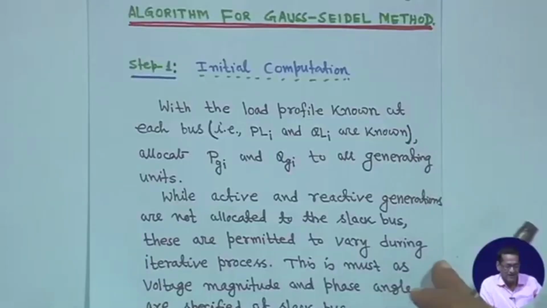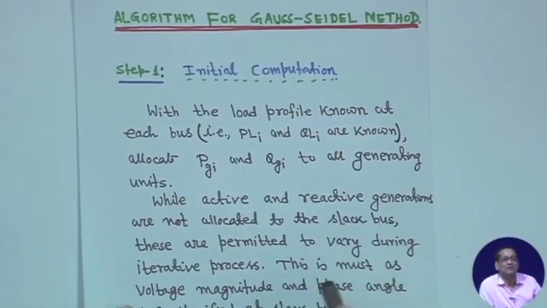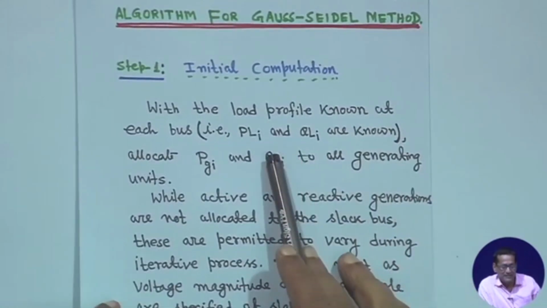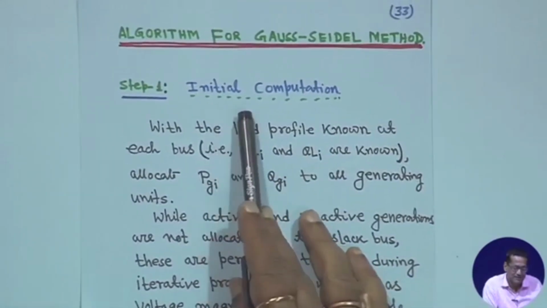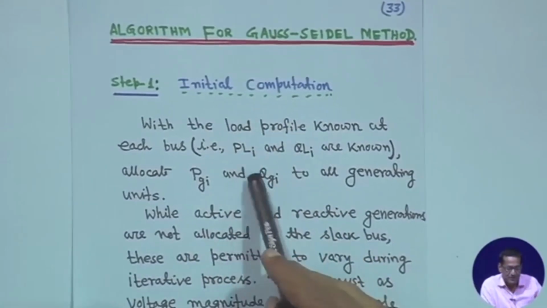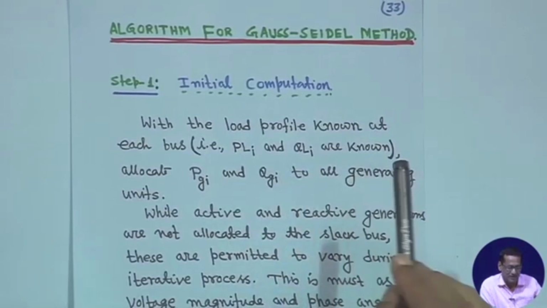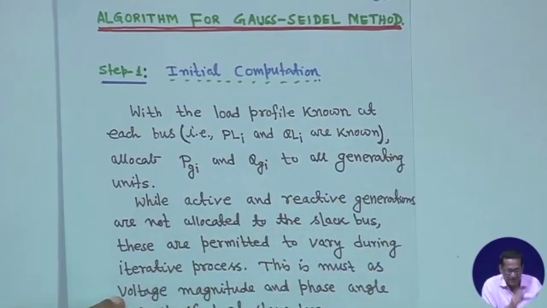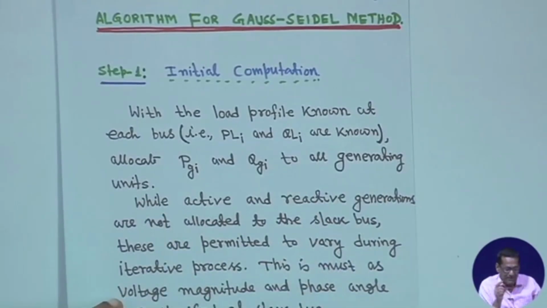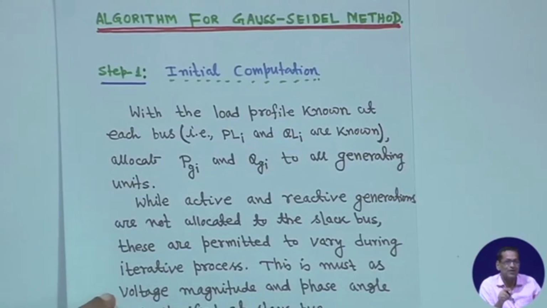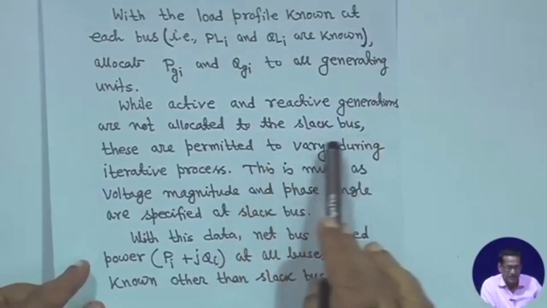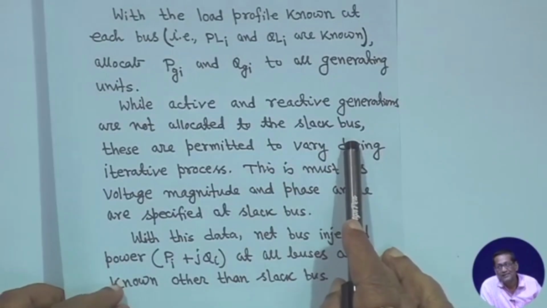Now, algorithm for Gauss-Seidel method, first is step 1. Instead of flow chart, I prefer the algorithm. Initially, with the load profile known at each bus, that means at each bus PLi and QLi are known, this is step 1, initial computation. You have to allocate PGi and QGi to all generating units. If it is a PQ bus... if it is a PV bus, then PG will be known, QG will be unknown, right.